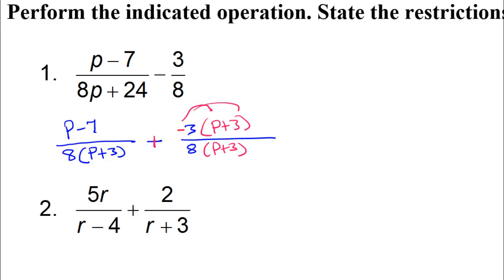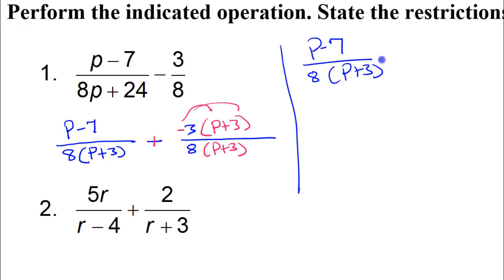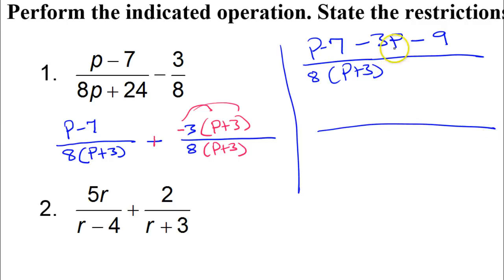Alright, so when I distribute, I've got my p minus 7 over 8, p plus 3. This is going to give me negative 3p minus 9. Negative 3 times 3 is negative 9. And then I just combine my like terms. So p minus 3p is going to be negative 2p. And then negative 7 and negative 9 make negative 16.